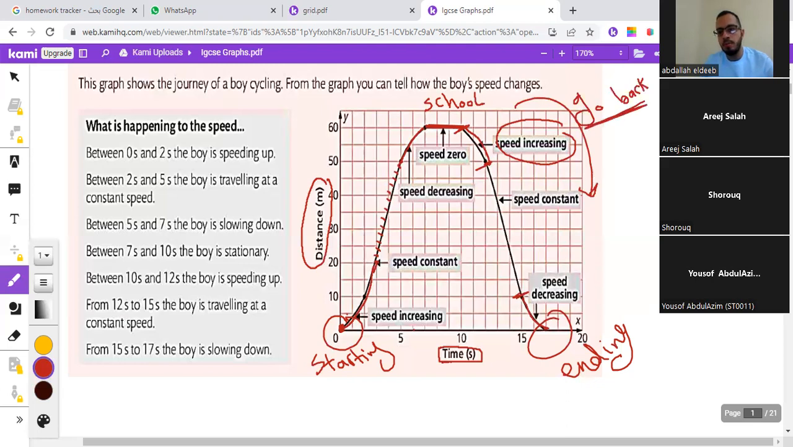Once you go back home, from here to here, the speed is increasing. It means you're moving fast. From 10 seconds to 12 seconds, the speed is up. And then from 12 to 15, the speed is constant.